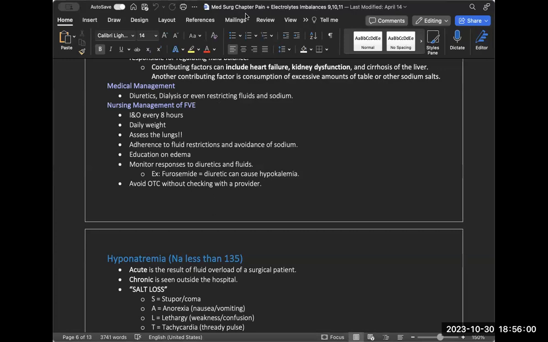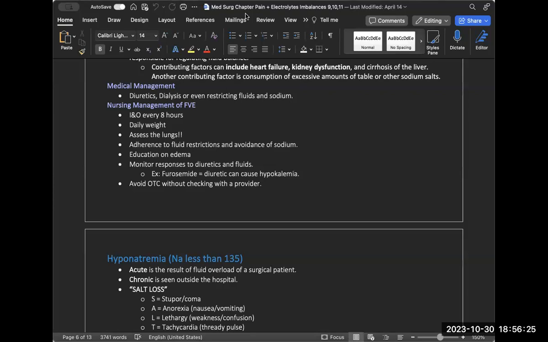But the overall takeaway is that for each of them, you're looking at I&Os, you're looking at daily weights, you're looking at skin assessments, okay? Daily weights, same time, every single day, same clothing, same scale. That is definitely going to be on your test. Looking at I&Os, yes. Skin assessments, yes. Lab values, yes. Monitoring vitals, monitoring blood pressure, all of that is going to be interventions for both.